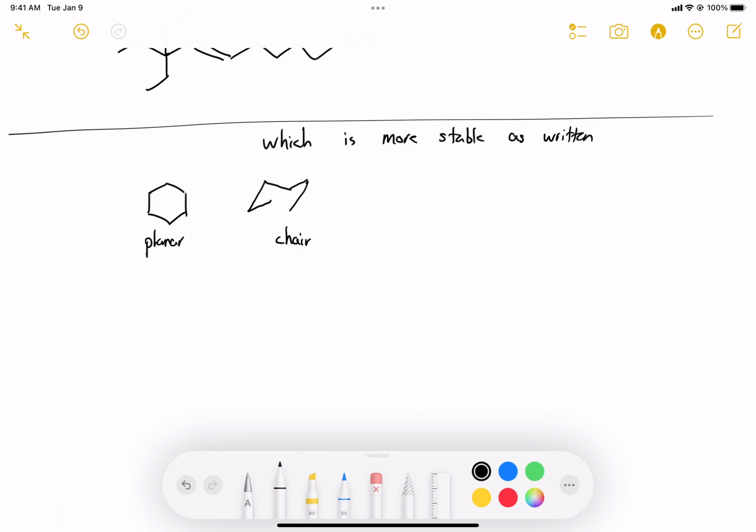So if you just remember the insignia on a Heineken bottle, or no, it's not Heineken, but Bud Light, it's basically a chair. So if you can remember that symbol, you can probably draw a chair. All right, so chair versus planar. In this case, the chair is more stable because the chair form avoids the torsional interactions in the planar form. Okay.